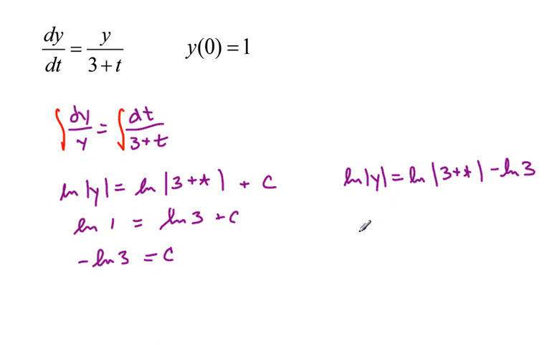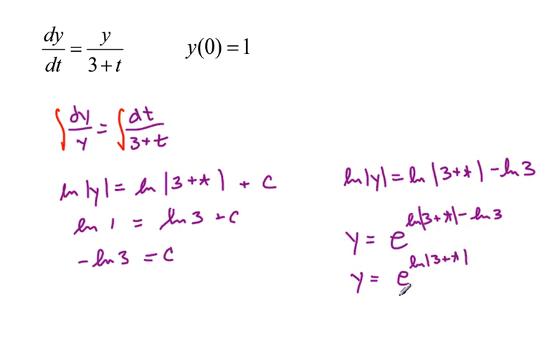All right, so let's try this out. Y equals e to the natural log of 3 plus t minus the natural log of 3. Wait a second. That would equal e to the natural log of 3 plus t divided by e to the natural log of 3, right? Because we're subtracting our exponents, which simply simplifies to 3 plus t over 3. All right, and that's it. There's our answer.